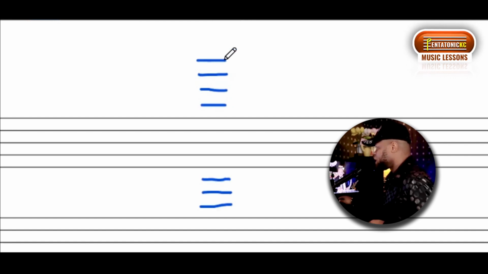So, ledger lines are short lines that are used to extend the stave upwards or downwards. So it can either be on top or it can be underneath.